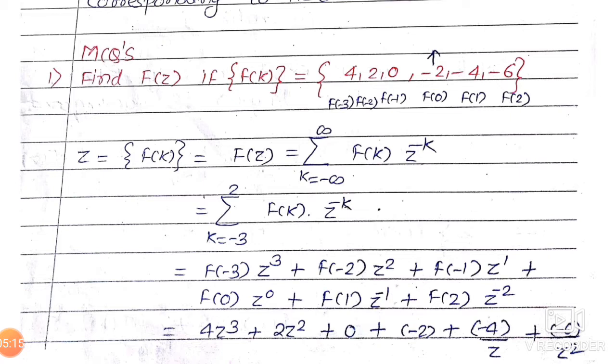Plus 4. F at minus 2 is 2. F at minus 1 is 0. F at 0 is minus 2. F at 1 is minus 4. And f at 2 is minus 6. Now substitute all these values in the terms.